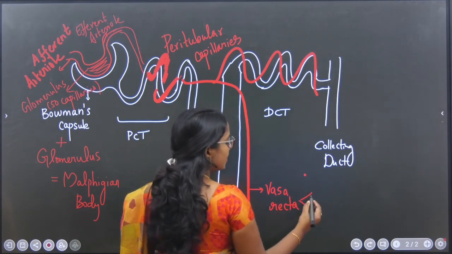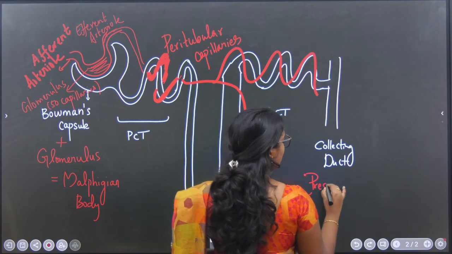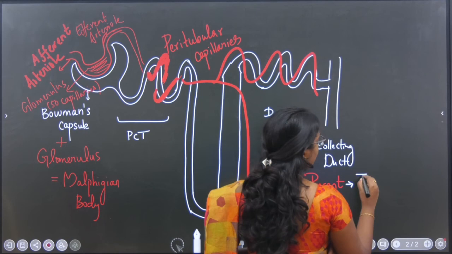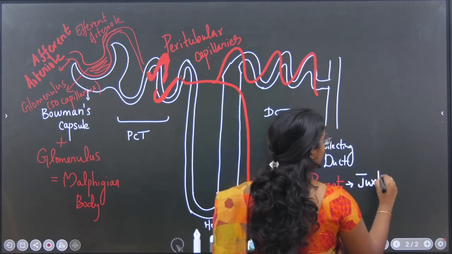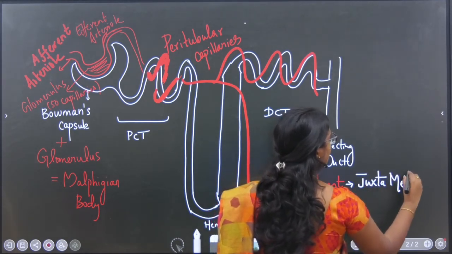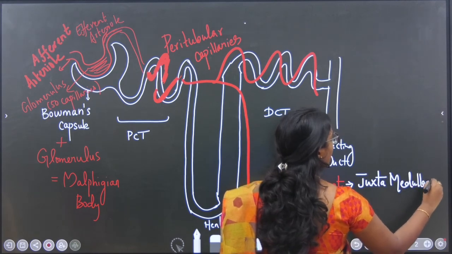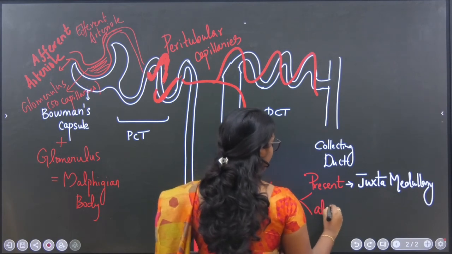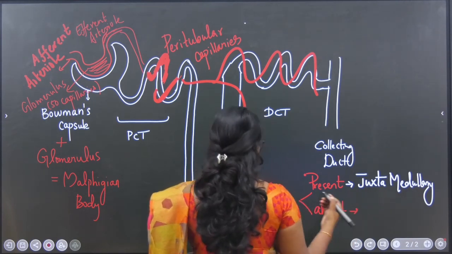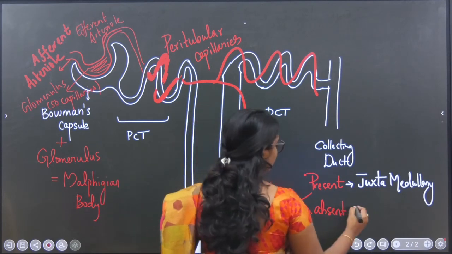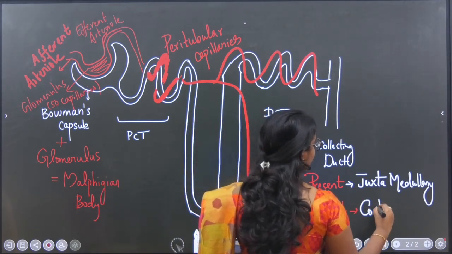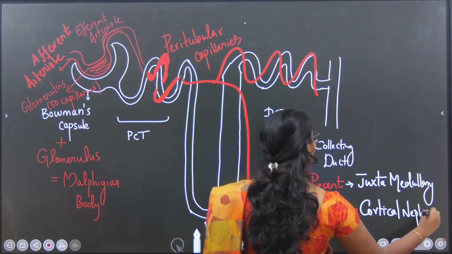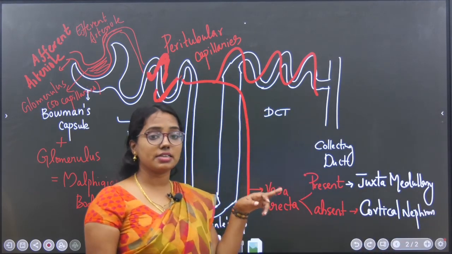This vasa recta is present in the case of juxtamedullary nephron, and it is absent in cortical nephrons. It is absent in cortical nephrons. This is the reason why juxtamedullary is considered to be functional.